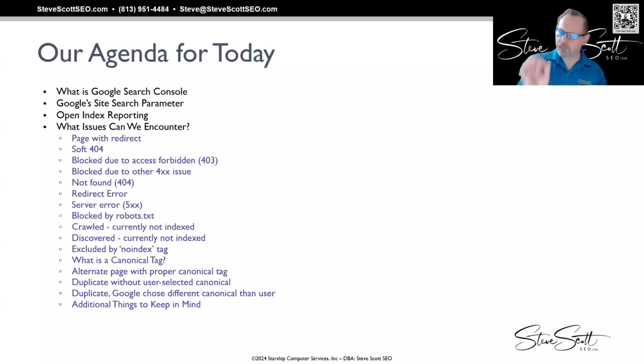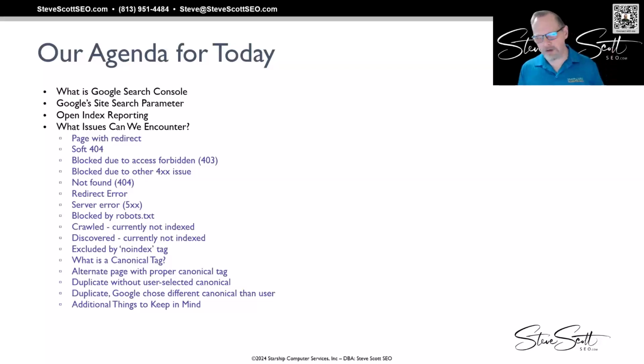First, we're going to talk just briefly about what Google Search Console is for any of the newbies in the room. We're going to talk about the Google site search parameter to help you see what's going on. We're going to open up the index reporting in Search Console and show you around the interface, how you can get more information from within it, how you can narrow things down. And then we're going to get into the different issues that you may encounter.